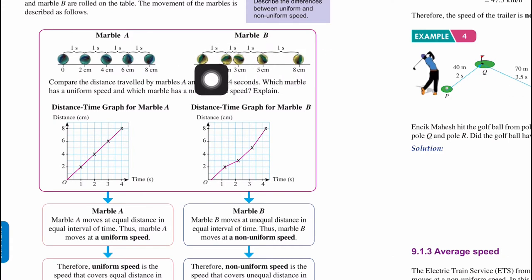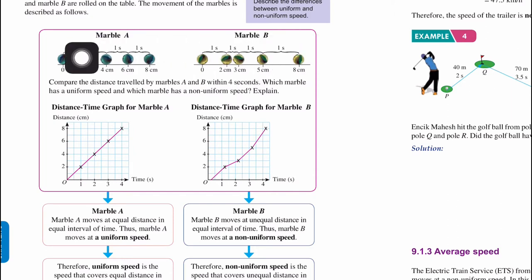For the first second it is 2 cm. The next second is 1 cm. Suddenly the next second is 2 cm. And the last second is 3 cm. So it is not uniform.